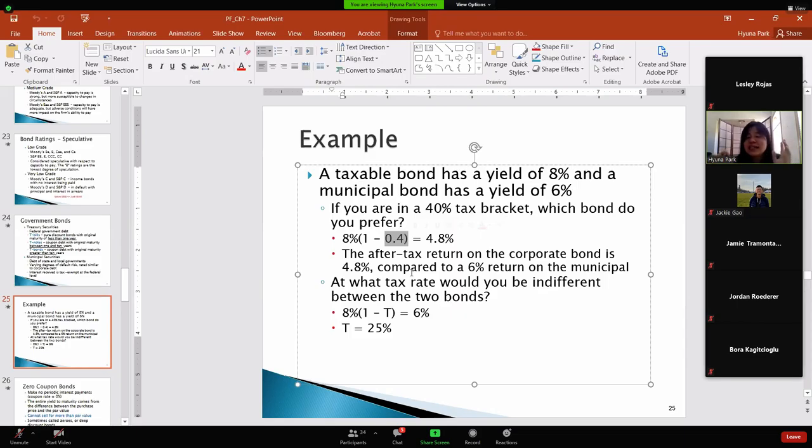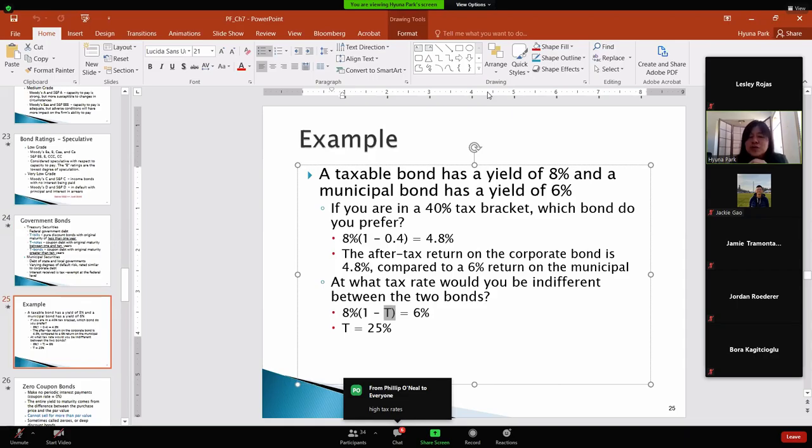But this relationship changes depending on the tax rate of the investor. For example, for an investor whose tax bracket is 25%, a 6% municipal bond is equivalent to an 8% corporate bond. So, in other words, what kind of investor would be more attracted to municipal bonds? Very wealthy investors who have a very high tax rate, or investors who have a relatively lower tax rate? Who's going to be more interested in municipal bonds?